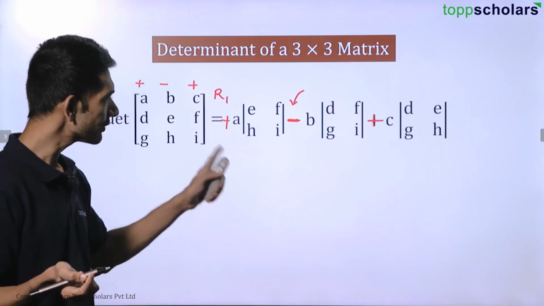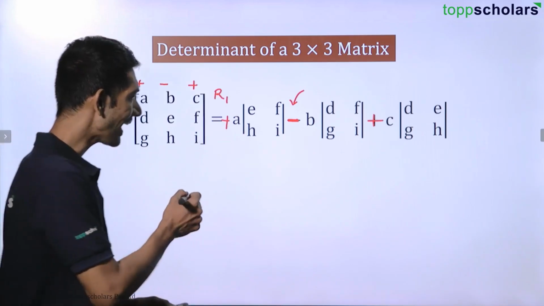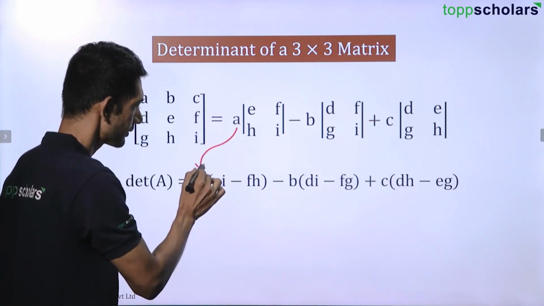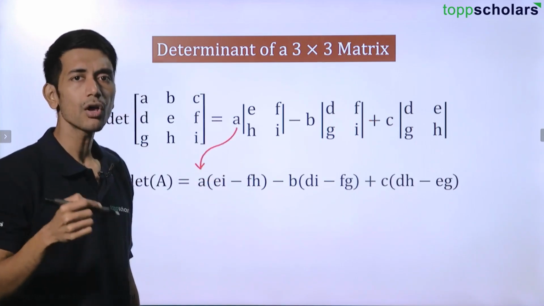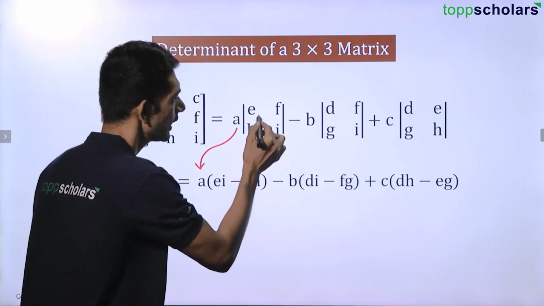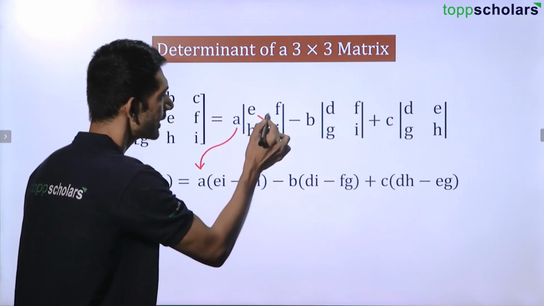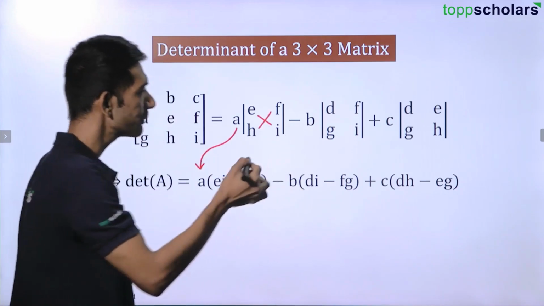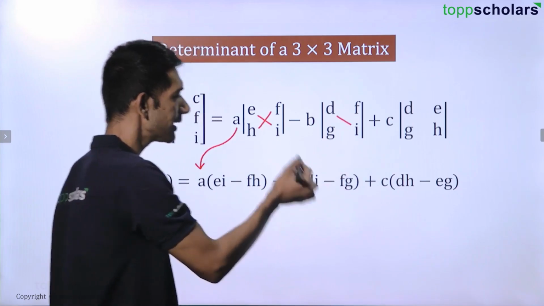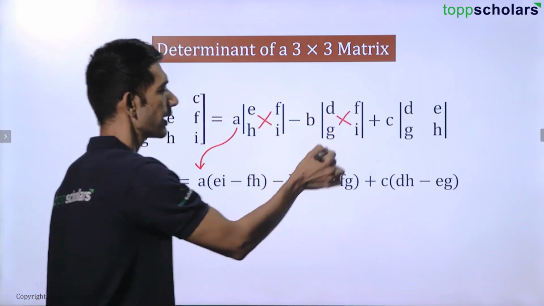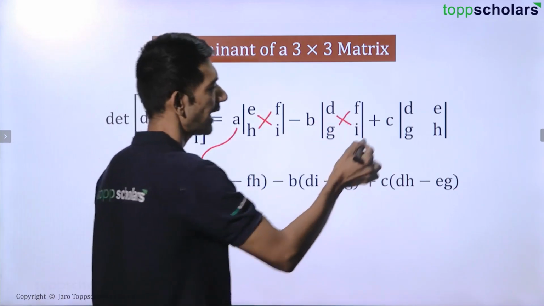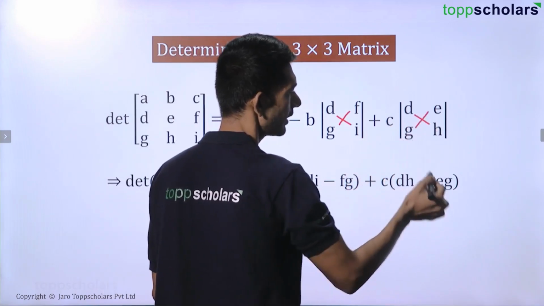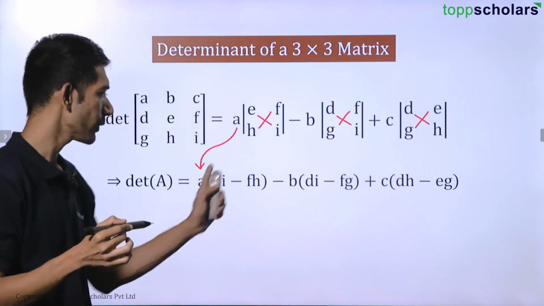So if you solve this further, what are you going to get? You will write down A as it is. See, understand. You will write down this A here. And then now you know how to solve a 2 by 2 determinant. E multiplied by I minus F multiplied by H. Then here you have minus B. Then D multiplied by I minus F multiplied by G. And then here you have C, D multiplied by H minus E multiplied by G, and minus in between.